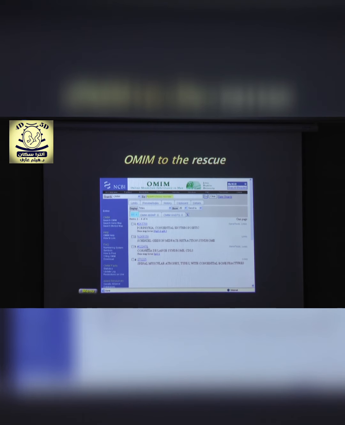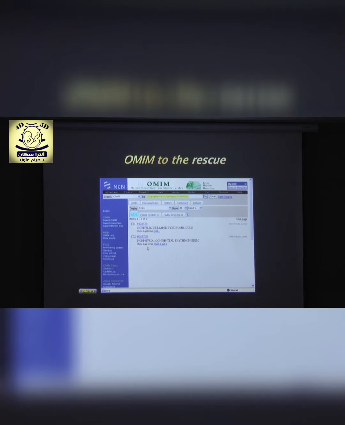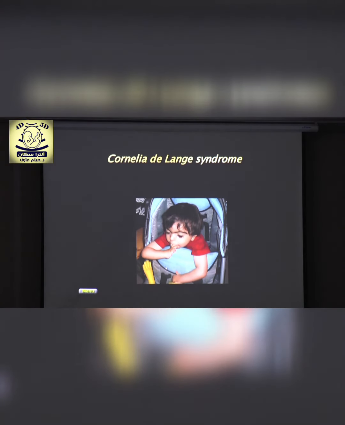So which criteria are you going to be using? Which keywords? We're going to be using hypertrichosis and long eyelashes. Only 6 articles, and if you put neonate, now we have only 2 articles. That makes it quite easy. Now, which of these diagnoses is it? Cornelia de Lange syndrome. And if you click over here, you have a whole description of Cornelia de Lange syndrome. Now, that's interesting because this is what those babies look like.